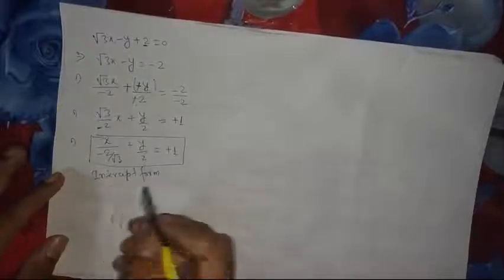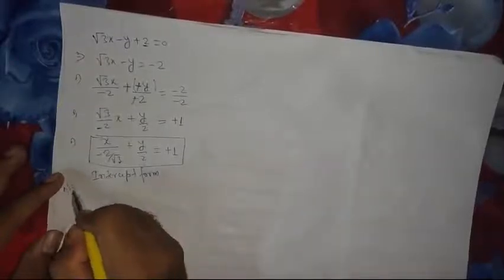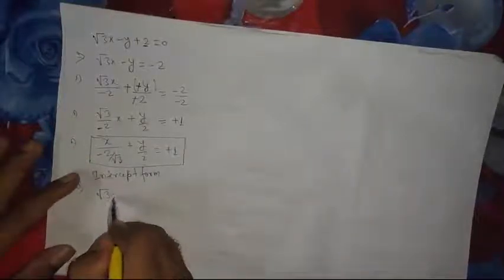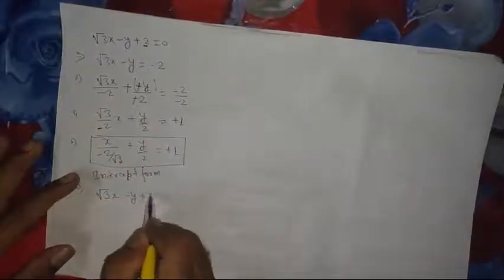Okay, now number 3 we will go for normal form. For normal form it is very simple. I guess you know this, right? If you see the formula in the book, normal form. So what is given here? Root 3 x minus y plus 2. This is the given equation to us.